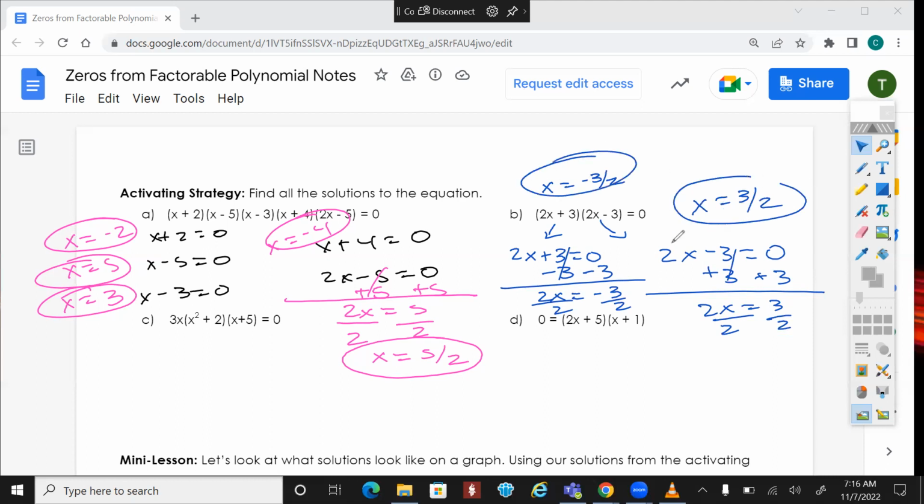So how many solutions do I have? 2. What kind of polynomial is this? It has an exponent of 2, so that would be a quadratic. I know they didn't ask you that, but you should be able to make that connection. Go ahead and take a moment, try D. D is exactly like how we solved for B and A. So take a second, try that one, because I see a lot of people right now.